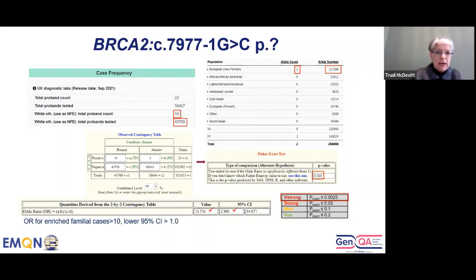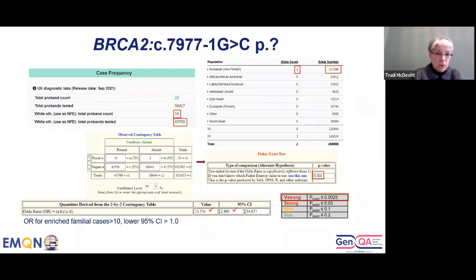Again, on the CanVar-UK database, you can see there are 19 cases reported. And in gnomAD, there are 2 cases. So again, putting this data into your statistic tool, you obtain a p-value of 0.